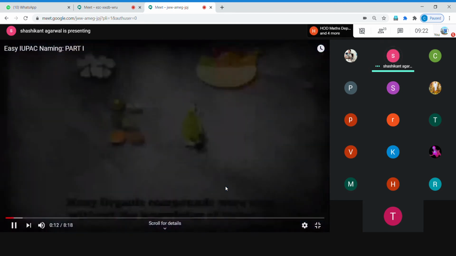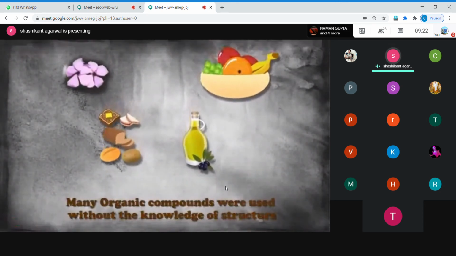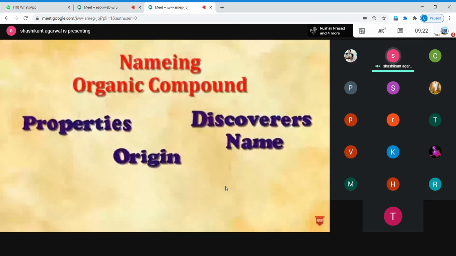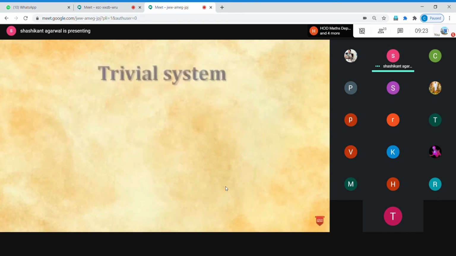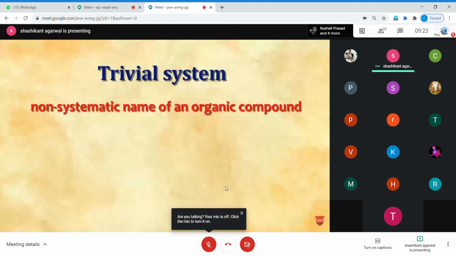In earlier days, many organic compounds were known and used without any knowledge of their structure. They were called by different names based on their properties, origin, or the names of their discoverers. The names used to call them are referred to as common names or trivial names. The trivial system is a vernacular or non-systematic name of an organic compound. There is no particular set of rules for the trivial name of a compound.